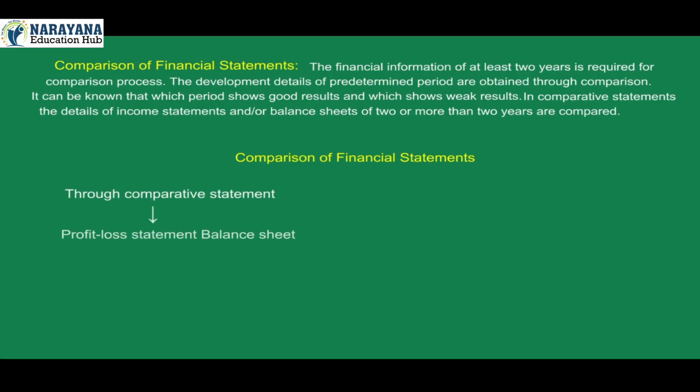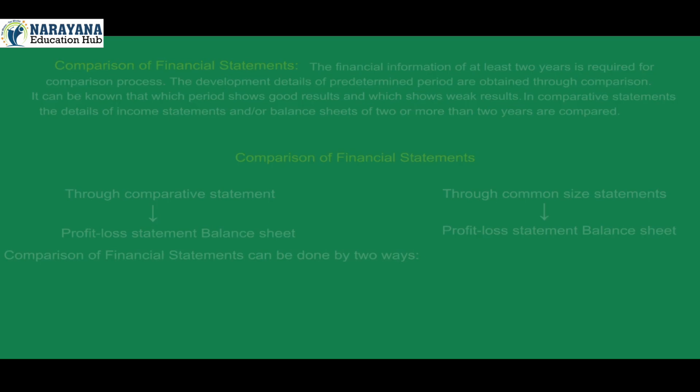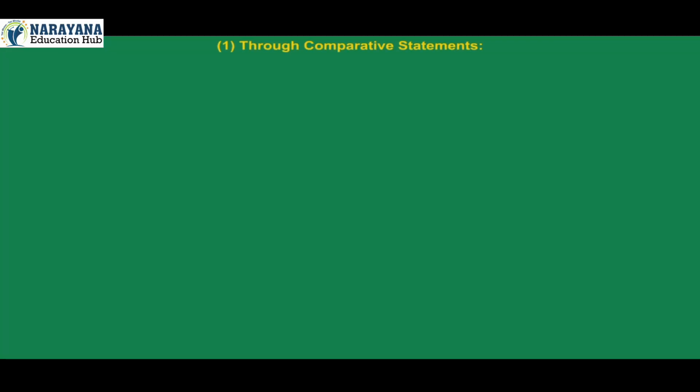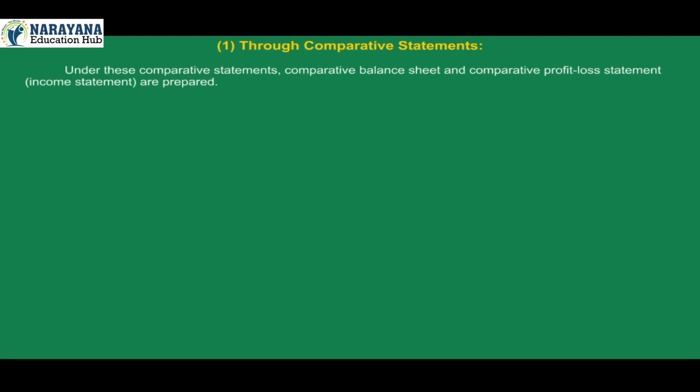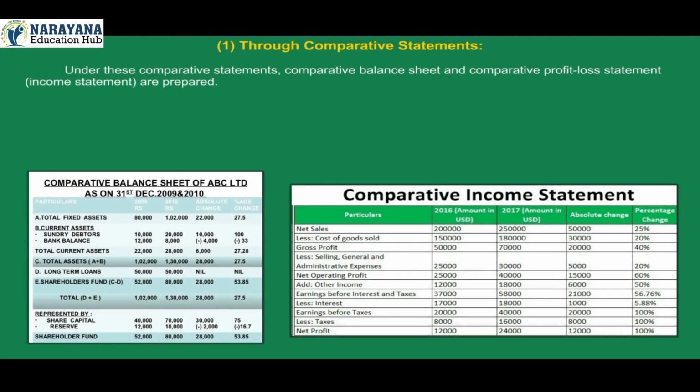Comparison of financial statements. Through comparative statement, profit and loss statement, balance sheet. Through common size statements, profit and loss statement, balance sheet. Comparison of financial statements can be done in two ways. 1. Through comparative statements. Under these comparative statements, comparative balance sheet and comparative profit and loss statement, that is income statement, are prepared. This comparison is done in horizontal form.